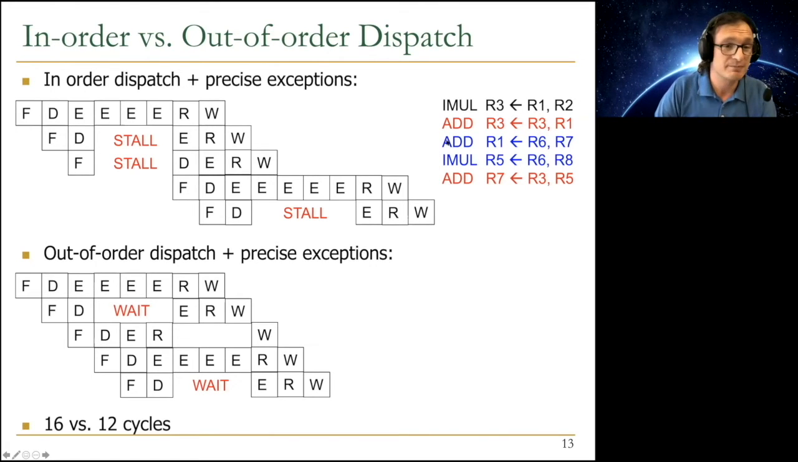As you can see, this is an in-order pipeline. So the independent instructions also need to stall. These blue instructions, even though they're independent, they stall. So as a result, this takes 16 cycles.